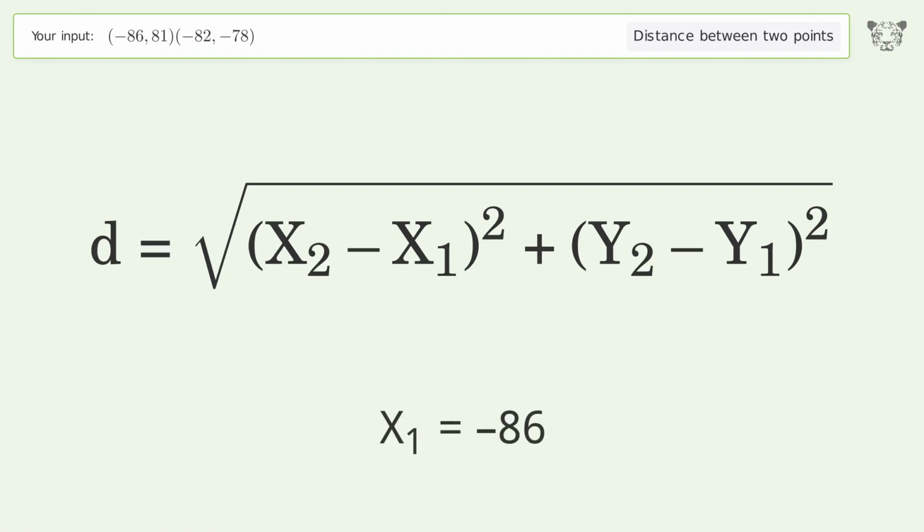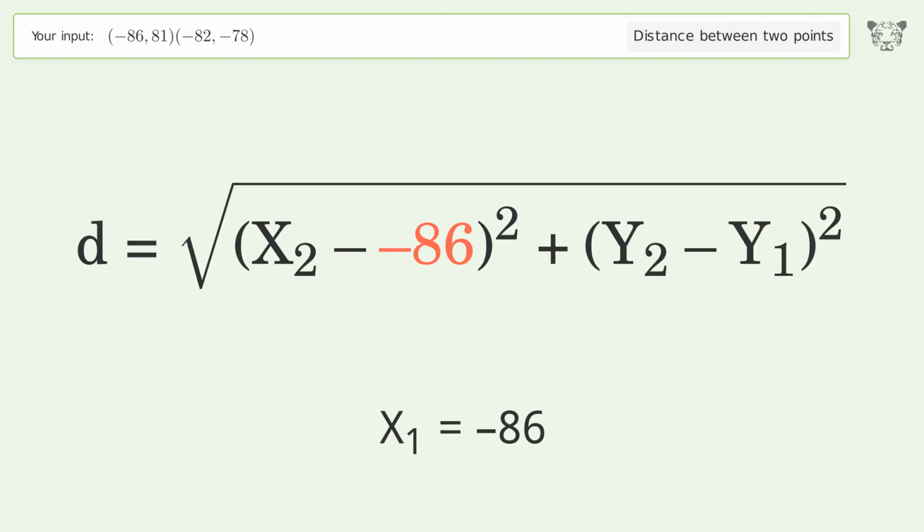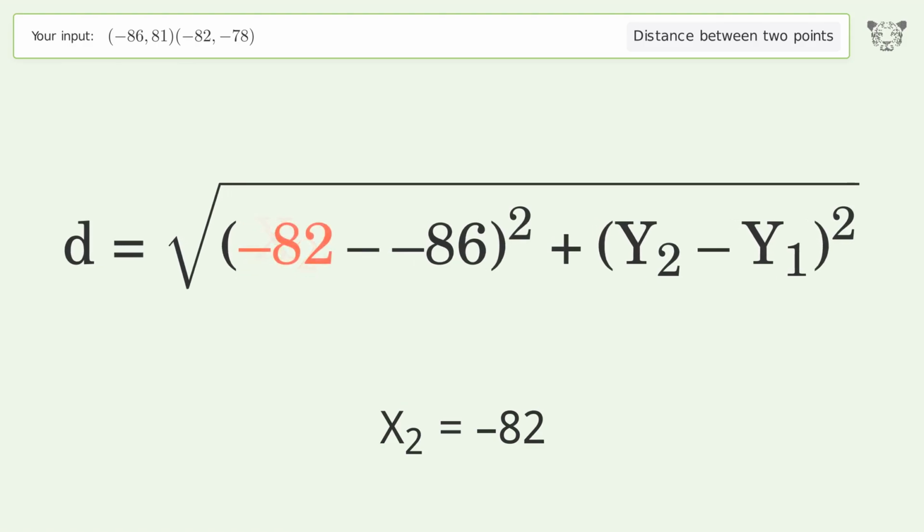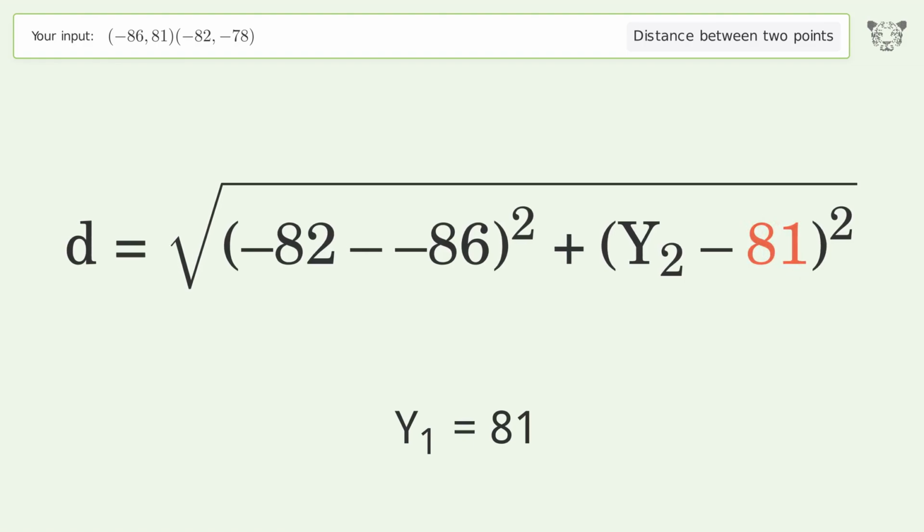x1 equals negative 86. x2 equals negative 82. y1 equals 81. y2 equals negative 78.